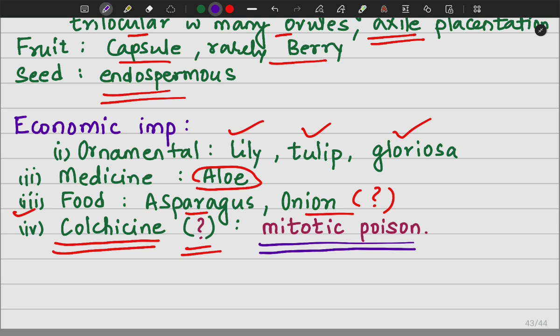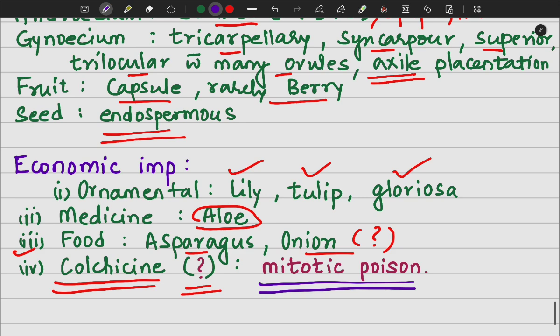Alright, and all the plants which we study in the economic importance, please remember their scientific names too. So this completes the Liliaceae family. I hope all the topics that we covered in this particular session are clear to you.